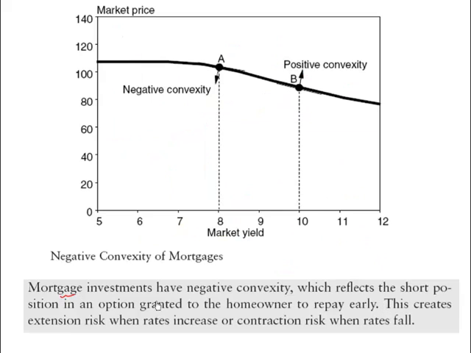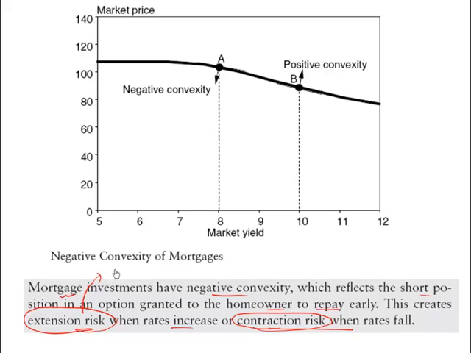So mortgage investments have negative convexity, which reflects the short position in an option granted to the homeowner to repay early. That is the prepayment option. This creates extension risk when rates increase or contraction risk when rates fall. Contraction risk is the risk that the prepayments will happen or my loan will extinguish too soon. Extension risk is the risk that payments will happen too late or the duration or the maturity of my loan will get further extended.